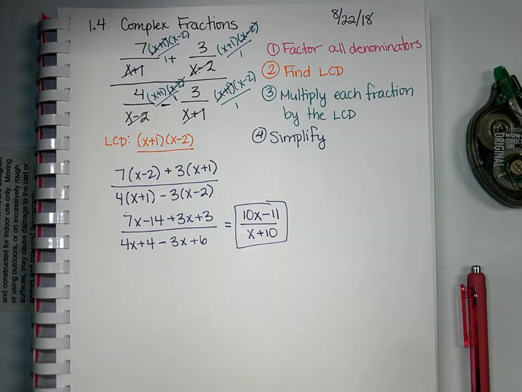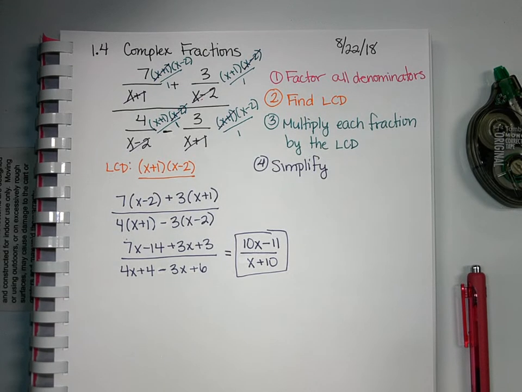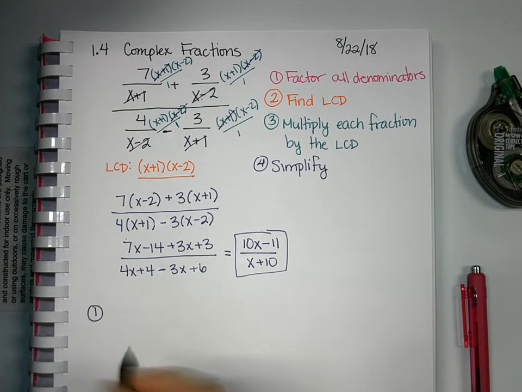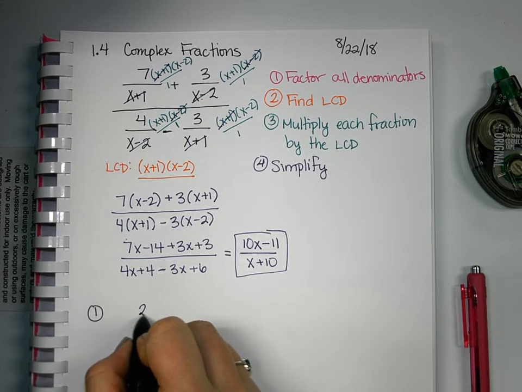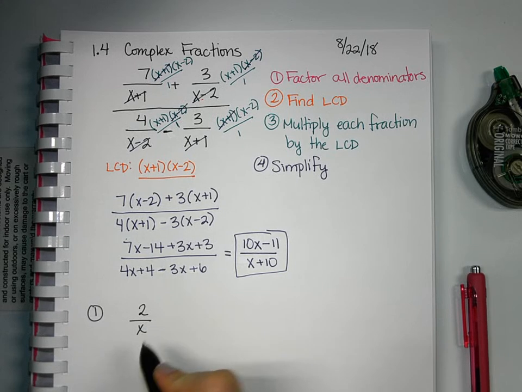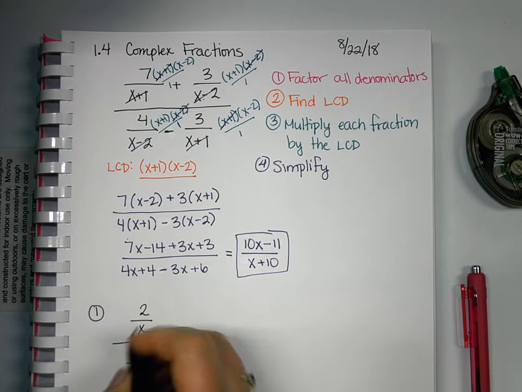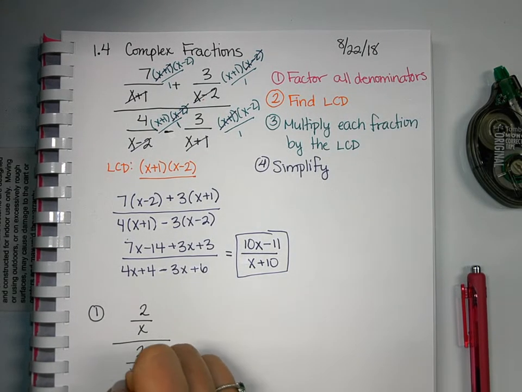So again, the process is a little bit longer than ones we've done before, but you're going to follow these same steps the entire time. So we're going to do one more example. I'll number this one number 1 though. 2 over x, 2 over x plus 1.